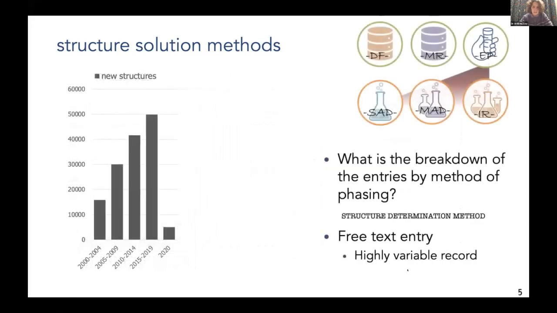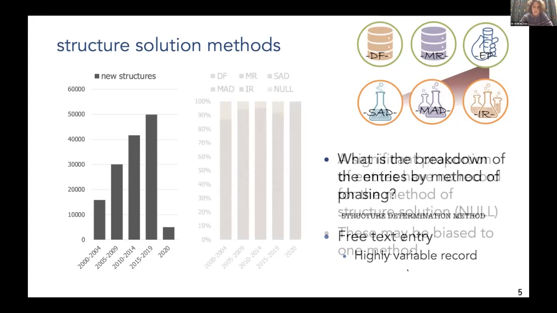So these are the structures binned, and I'm going to ask the question, what is the breakdown of the entries in the PDB by method of phasing? And I've used the structure determination method entry in the PDB record. This is a free text entry. It's highly variable. I spent a lot of time looking at all the different permutations and combinations of words that people had used. So caveat, caveat, caveat on how accurate this is, but I'll show you the results.